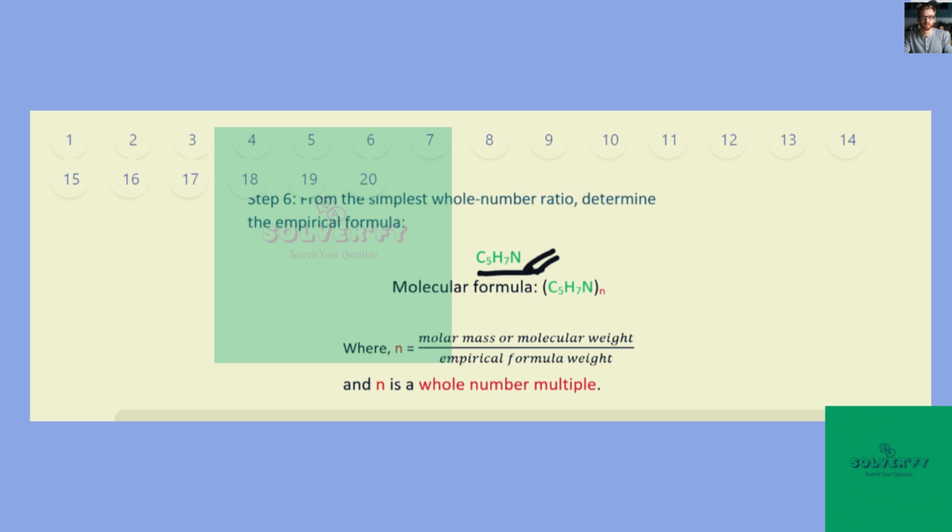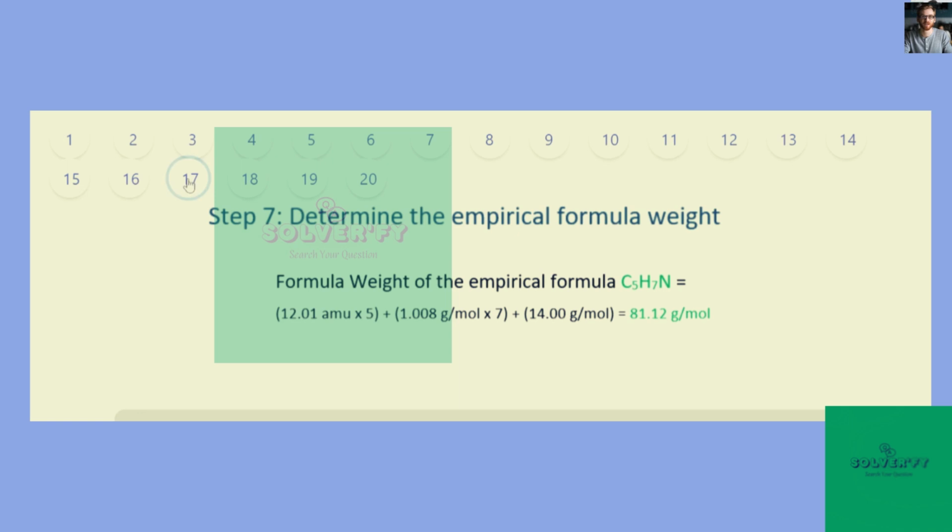Now from here we can find out the molecular formula of nicotine, which is simply we put an N over this empirical formula, where N is the molar mass or molecular weight of nicotine over its empirical formula weight. And N must be a whole number multiple. That means if we get a fraction of N, we will consider the nearest whole number as the value of N. So we are given the molar mass or the molecular weight of nicotine. We have to find out the empirical formula weight of nicotine to get the value of N. And that's very simple how to find the empirical formula weight.